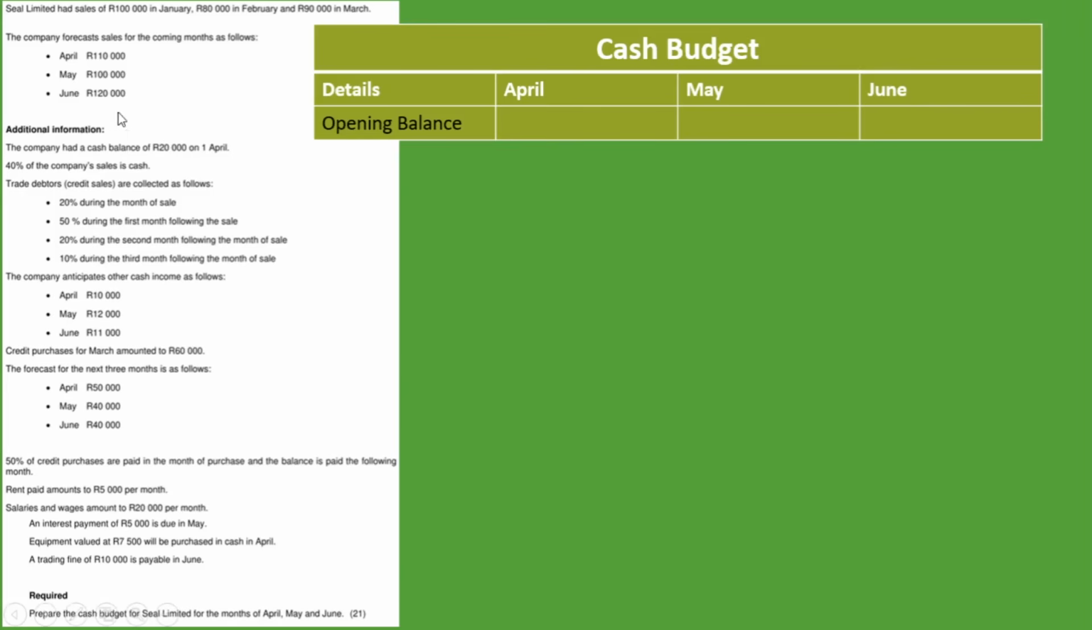We are told in additional information that the company had a cash balance of 20,000 Rand on the 1st of April. So we'll put that under opening balance on April, 20,000 Rand. Now for May and June, we don't have the opening balances, and the reason for that is because we have to complete the cash flows for April, and the closing balance for April will be the opening balance for May. And likewise, the closing balance for May will be the opening balance for June. And that is why we don't have it for May and June. So always remember that you will usually be given the opening balance for the first month.